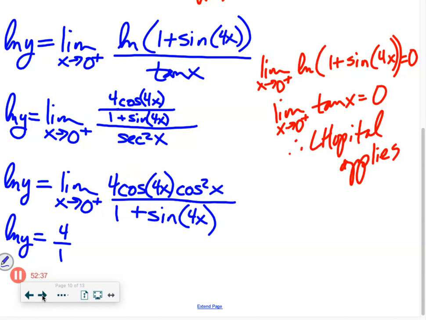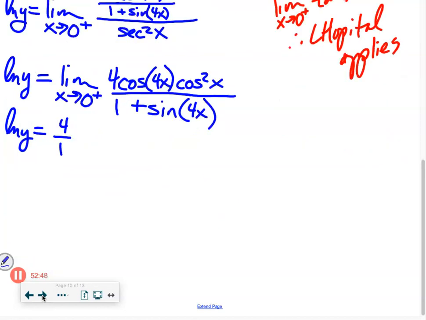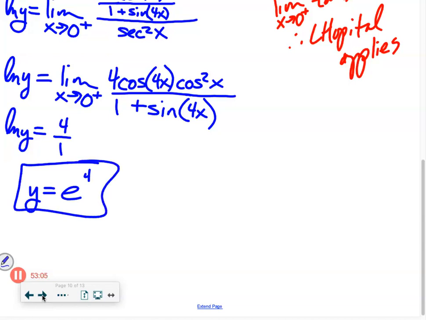Now our limit isn't ln y, our limit is actually just y. So we still have to solve this for y. How do we solve ln y equals 4 for y? We already have an ln. We don't want to do more ln's. E both sides. And you know what that's called? Exponentiate. We exponentiate both sides. So we get y equals e to the 4th. Dude, that's crazy. Yeah, and that's our limit.